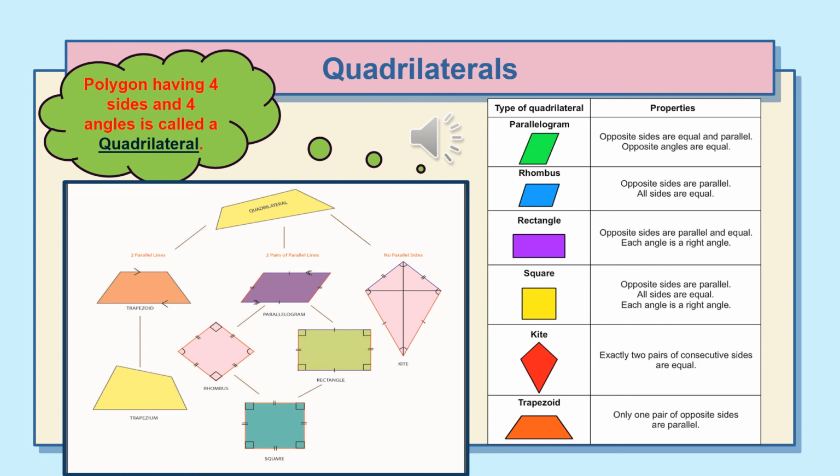What is a rectangle? A parallelogram where opposite sides are parallel and equal, and of course every angle is a right angle. What is a square? A square is a rhombus where all the sides are equal and all angles are right angles. What is a kite? A kite is a quadrilateral where exactly 2 pairs of consecutive sides are equal. And a trapezoid or a trapezium is which has only one pair of opposite sides parallel.